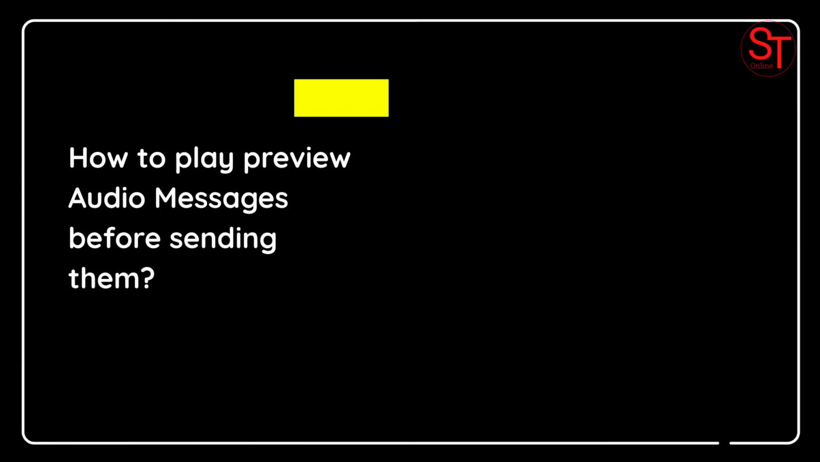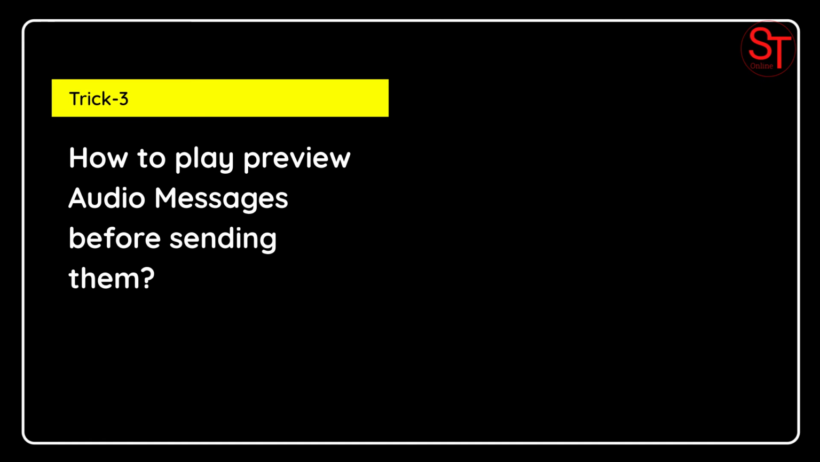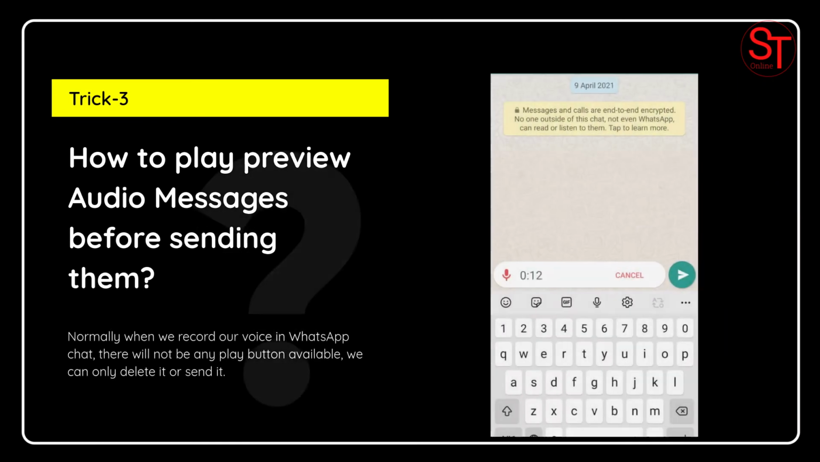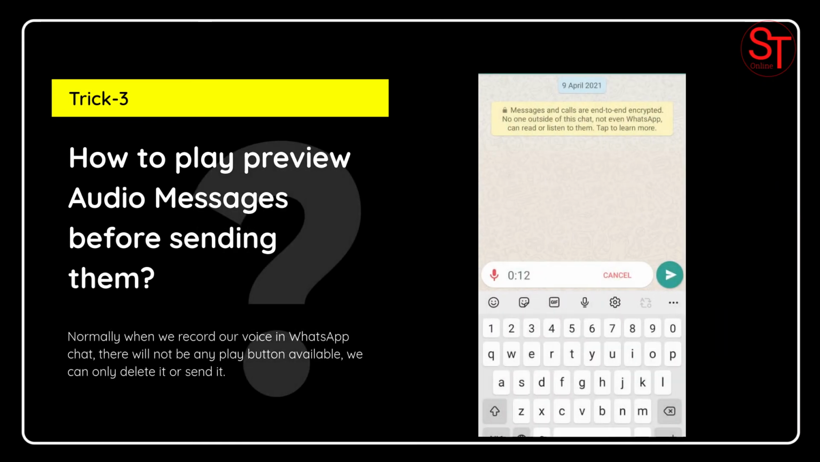Trick 3. How to play preview audio messages before sending them. Normally when we record our voice in WhatsApp chat, there will not be any play button available. We can only delete it or send it.